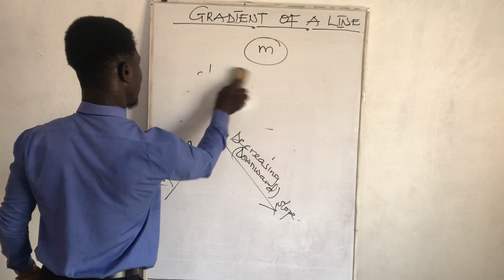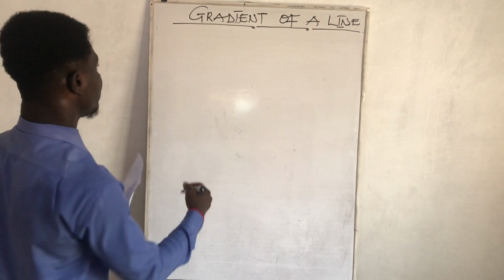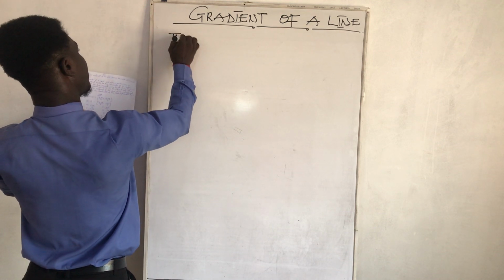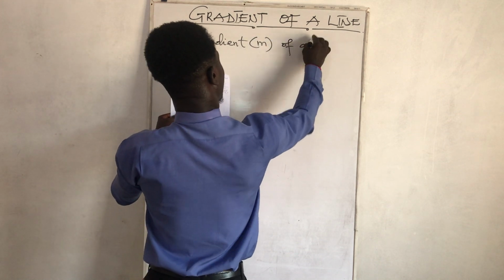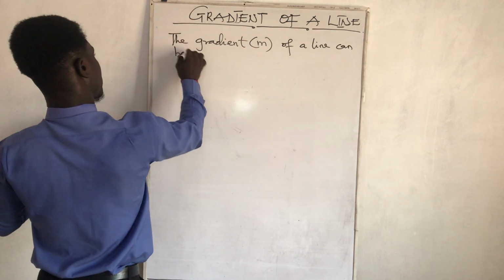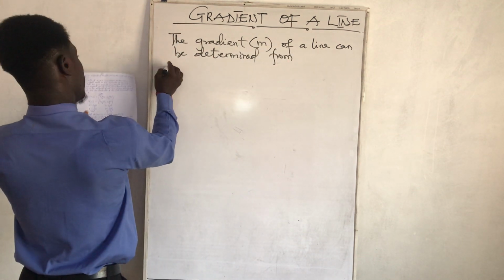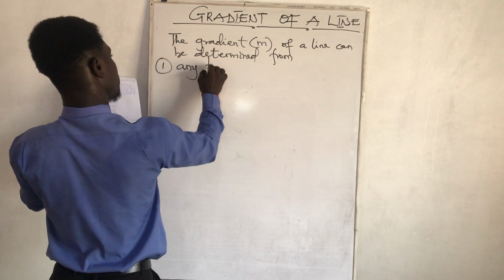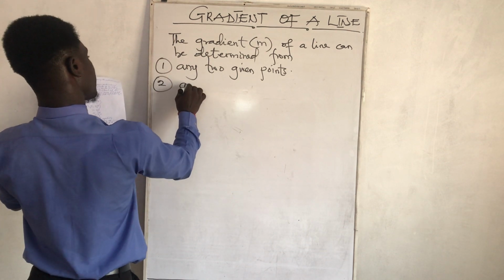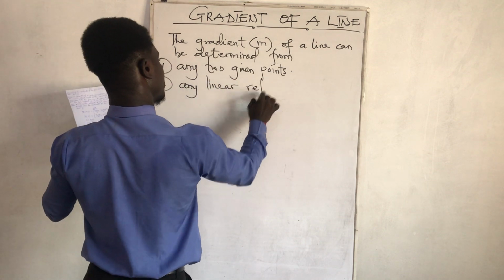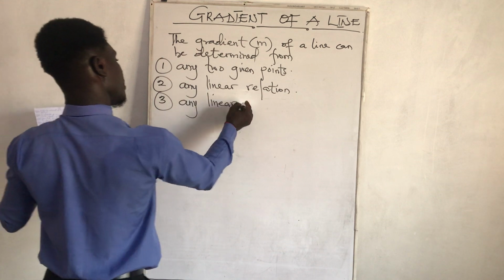Let's listen very carefully. Pay attention. If you want to find the gradient, which is m, or we can call it the slope of a line, the gradient of a line can be determined from: 1, any two given points; 2, any linear relation; 3, any linear graph.